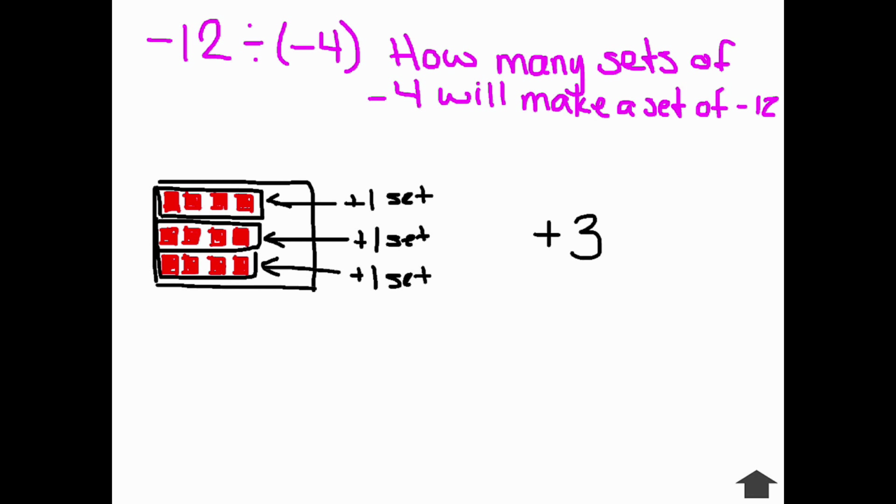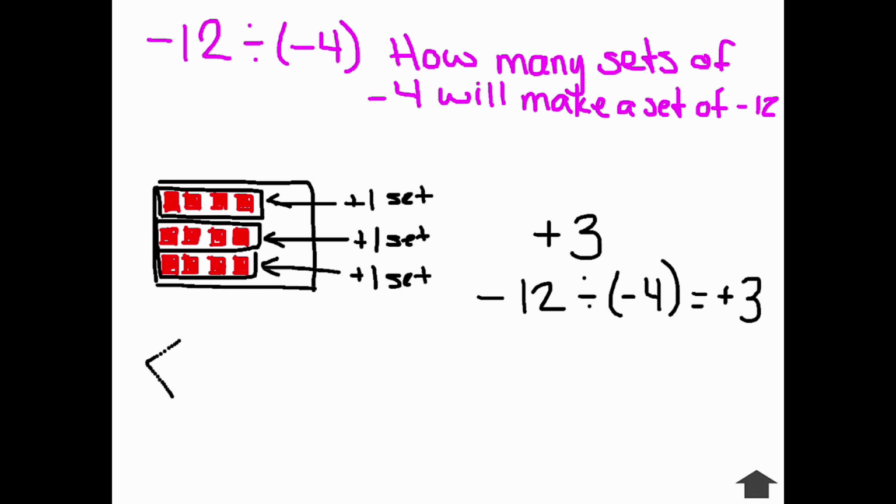You can see there's my 3 sets, and because I added them, my answer is going to be positive. Just like in the last example, we subtracted them from the set, so our answer became negative. Here, because we're putting the sets into the box, we're adding them, our answer is positive. -12 divided by -4 equals a positive 3.